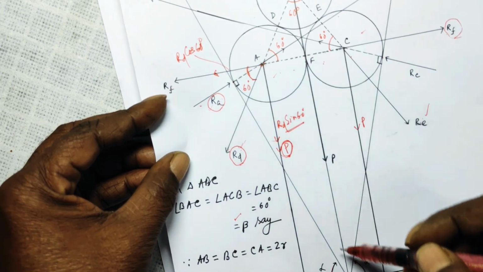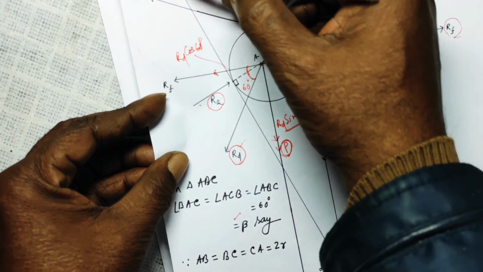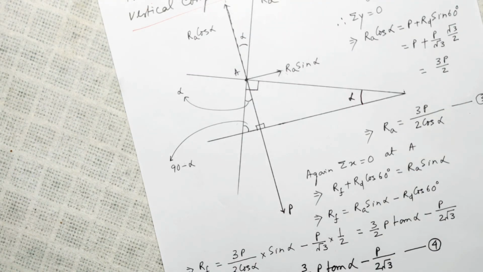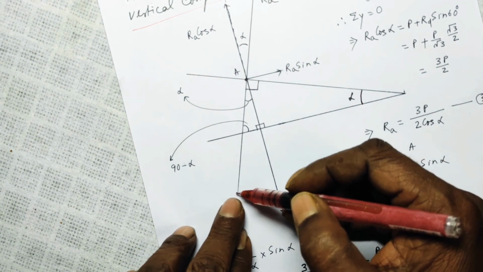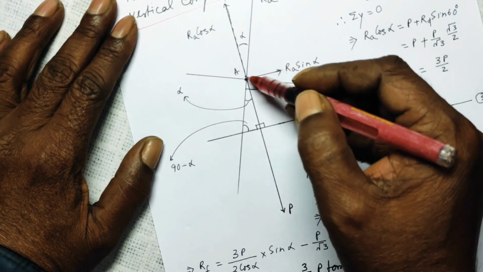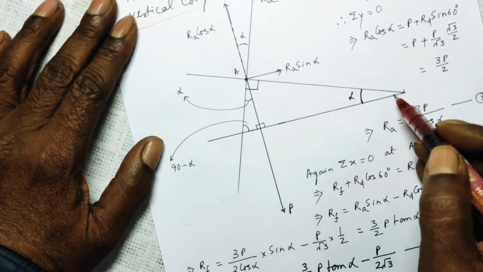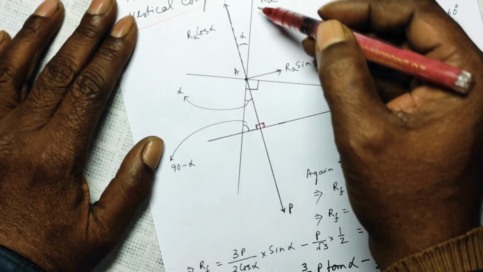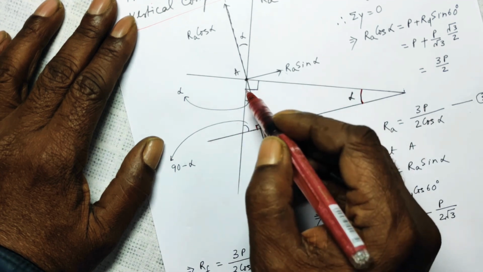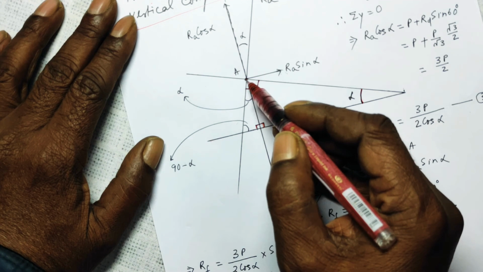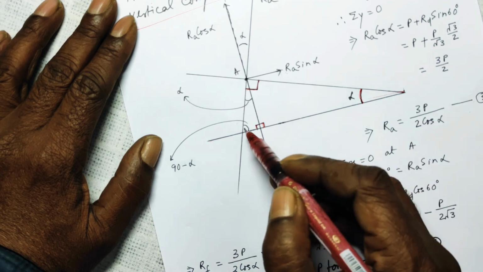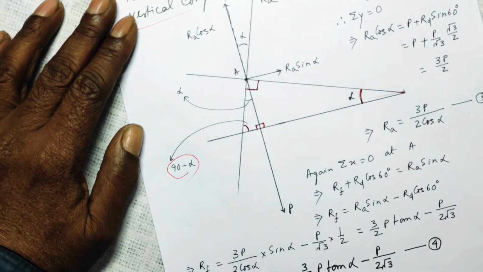RA to this line is perpendicular because it is a normal reaction. So this is your P, this is your RA. Now this angle is given as alpha. This P is perpendicular to the baseline, so this is 90. And this RA to this line is perpendicular. So in this triangle, this angle is 90, this is alpha. Therefore, we are left with 90 minus alpha.